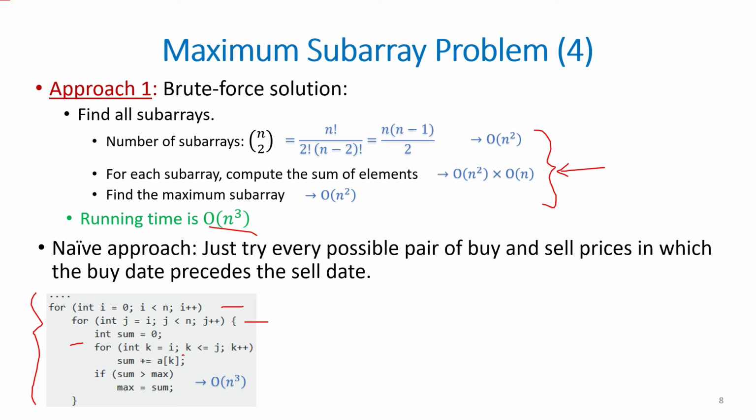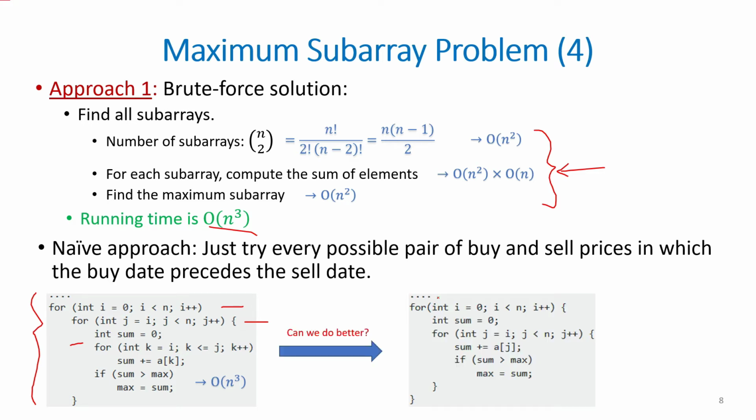The question is, can we do better? The answer is yes. Instead of iterating for every i and j value inside the third for loop, what we can do is bring out the definition of sum outside the second for loop and do the comparison and summation inside the for loop itself. So this would reduce to O(n) squared, which is much less than O(n) cubed.